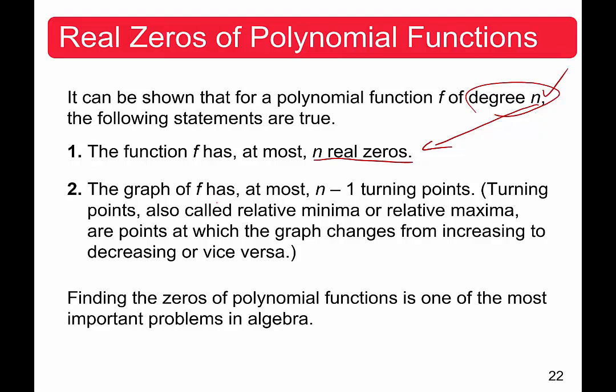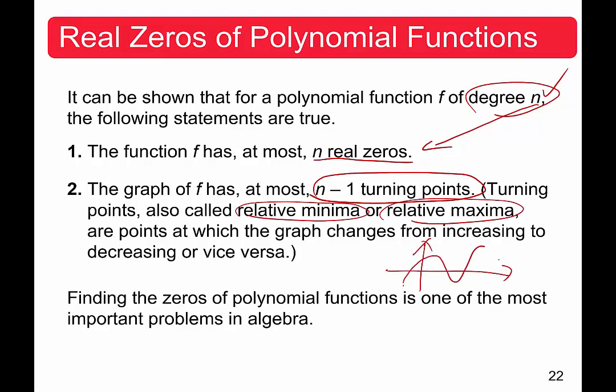The graph of the function f of x has at most n minus 1 turning points. And turning points are what we call relative minimum or relative maximum, for example. Something like this, right? So this is a turning point, another turning point, so 3 turning points. Each one of these turning points is either a relative minimum or a relative maximum, depending on the location.